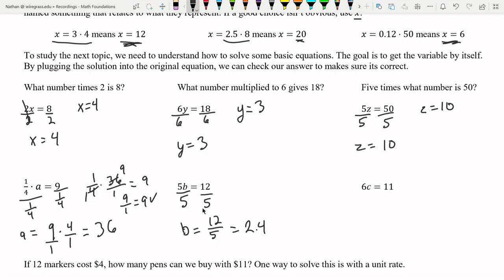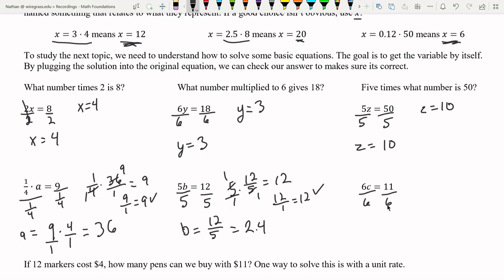Of course, I can check my work by taking 5 times b. 5 times b is now 12/5. This is 5/1. 5s can reduce. We get 1 times 12 is 12. 1 times 1 is 1. 12/1 does equal 12. I get a true statement, and that means that my answer is correct.